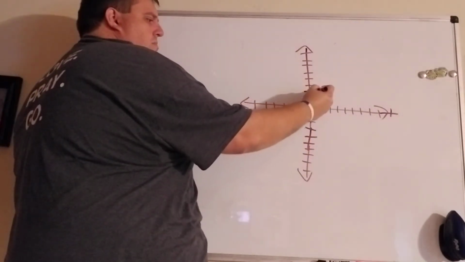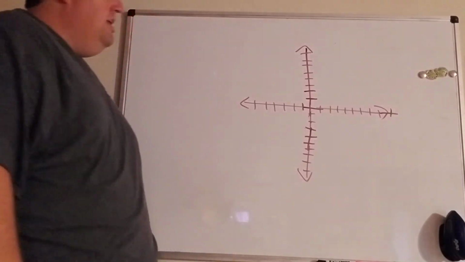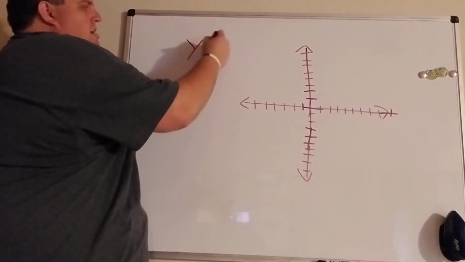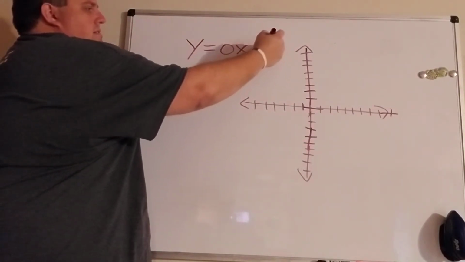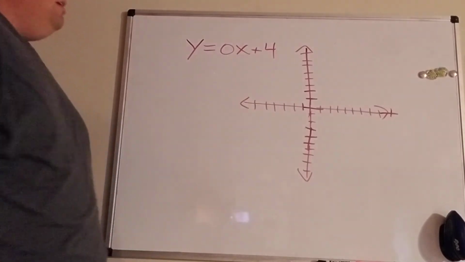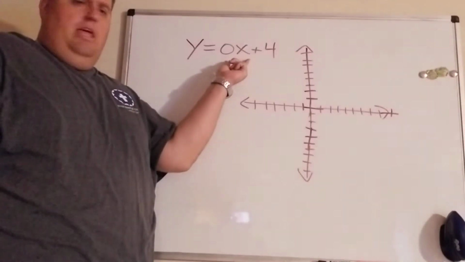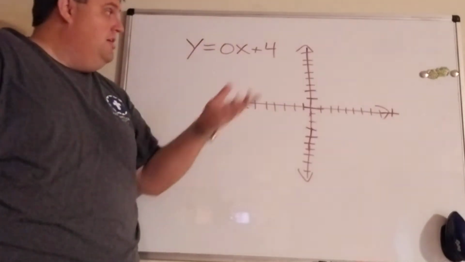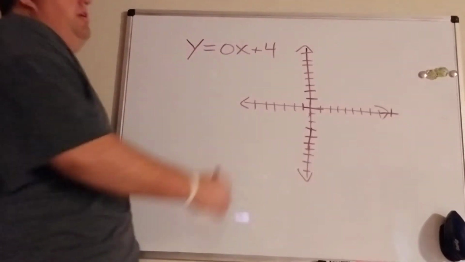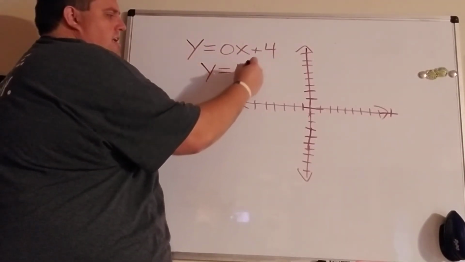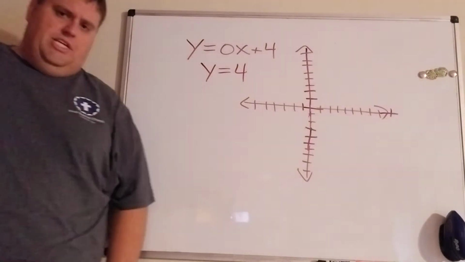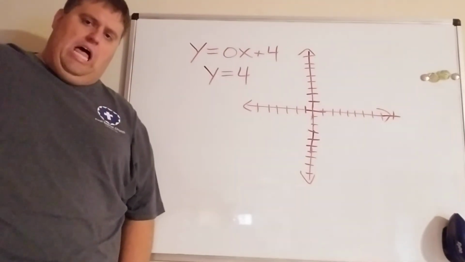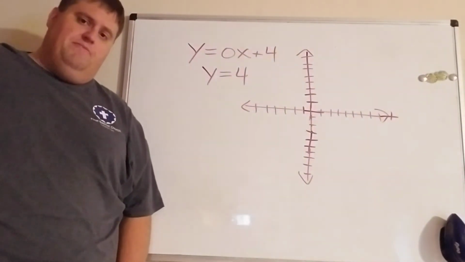Well, what would the equation look like if I was told to graph that line? Because we probably won't see y equals 0x plus 4. But think about what's really happening here. If slope is 0, 0 times x is 0. 0 plus 4 is 4. So if you see a line that just says y equals a number, any number, that is a horizontal line.